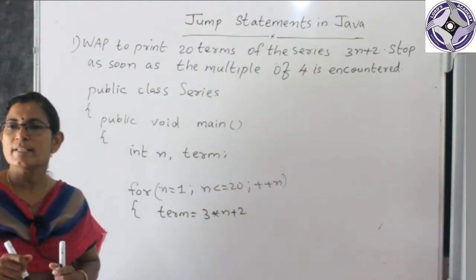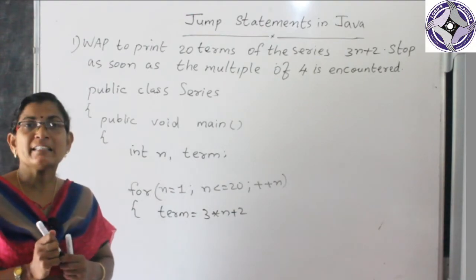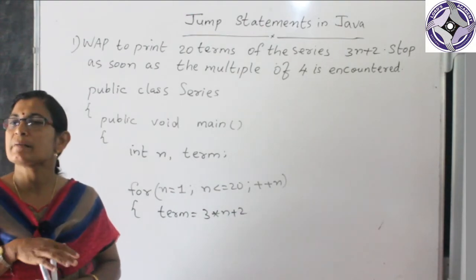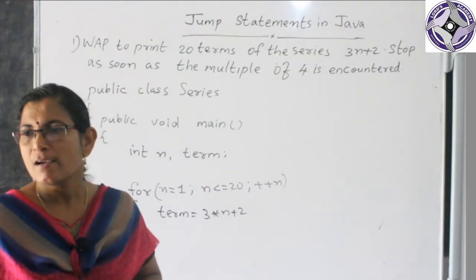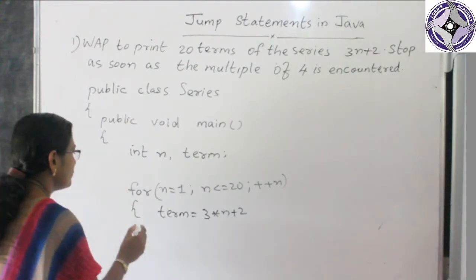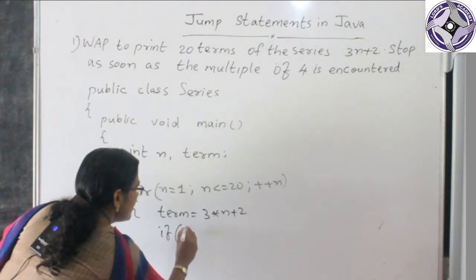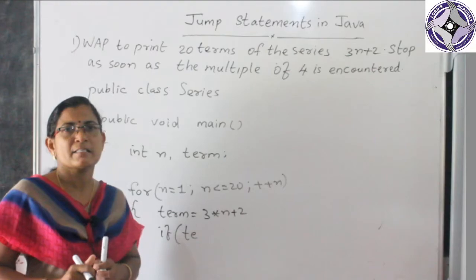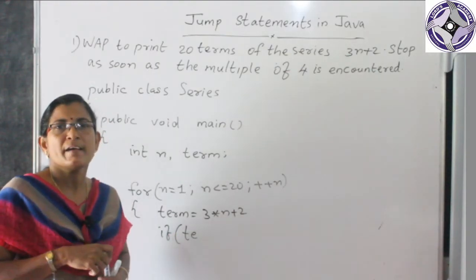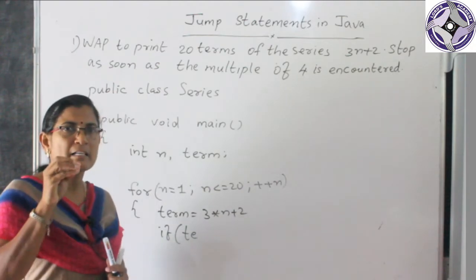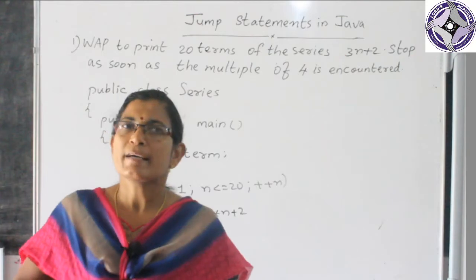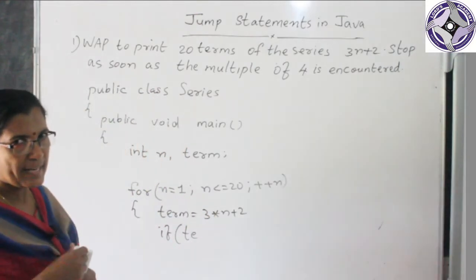Now we have to display the term. All the terms need not be displayed. Only the terms which are not multiples of 4 should be displayed. How to check whether the obtained term is a multiple of 4? If the obtained number is a multiple of 4, it will be divisible by 4. So, the remainder of the division should be taken.